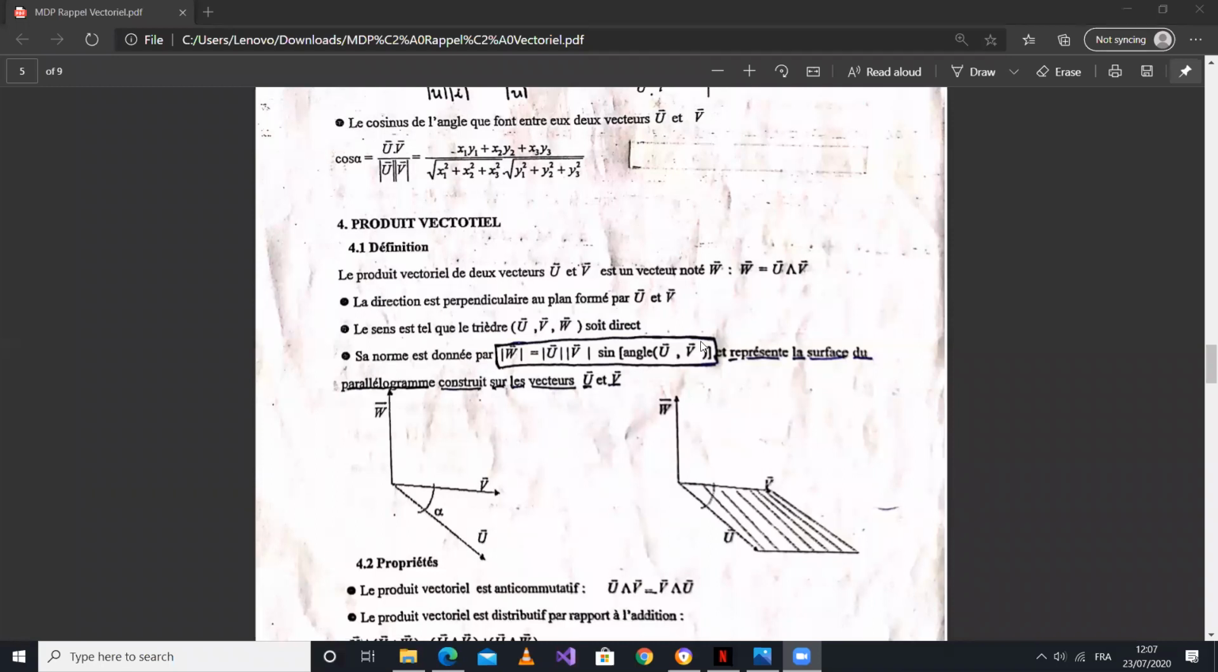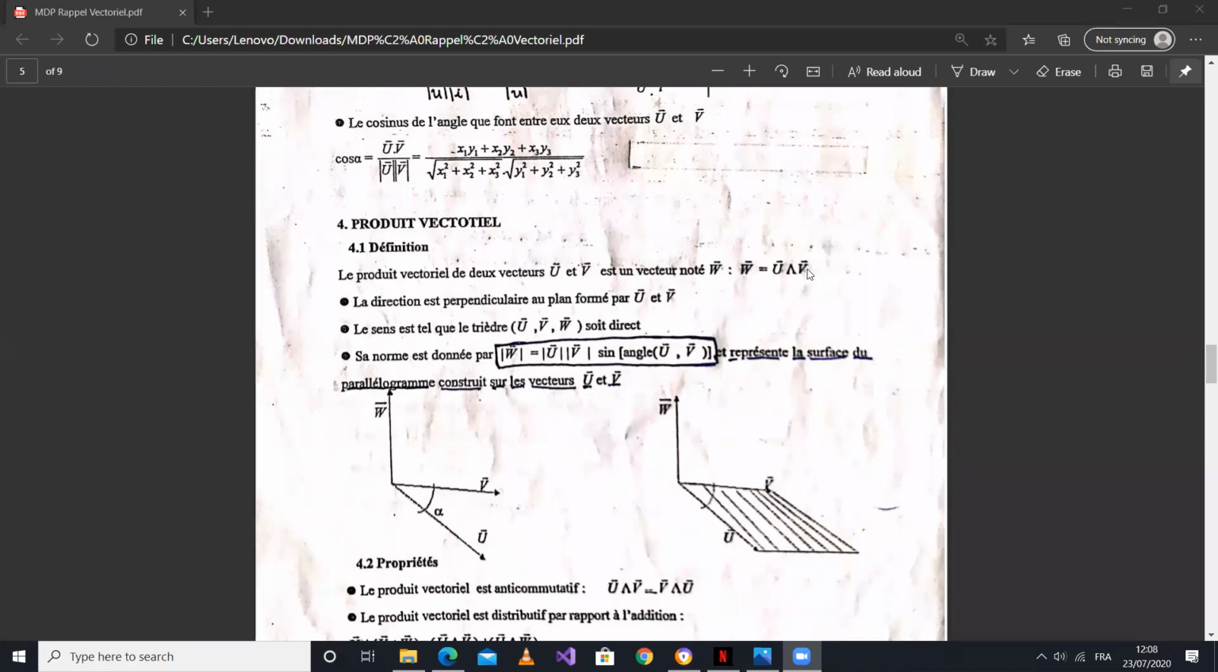Okay, so we were saying today we're going to begin with the product vectorial. Yesterday we did the product scalaire. Now the product vectorial. So they're saying we have an example here. They're saying le produit vectoriel de deux vecteurs U et V est un vecteur noté W. We just take it as an example. We have W as a product vectorial of U and V.